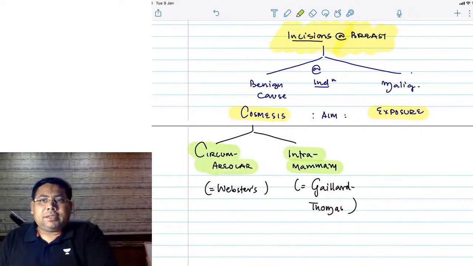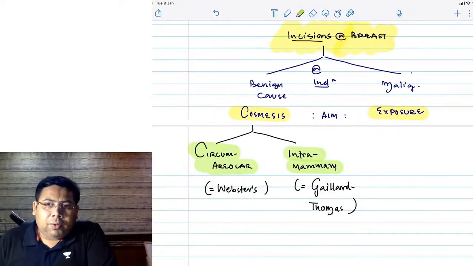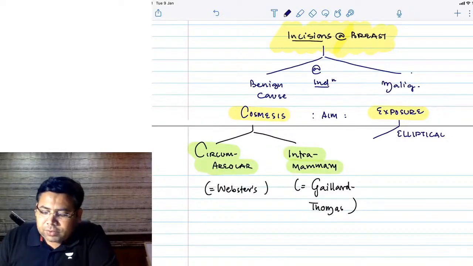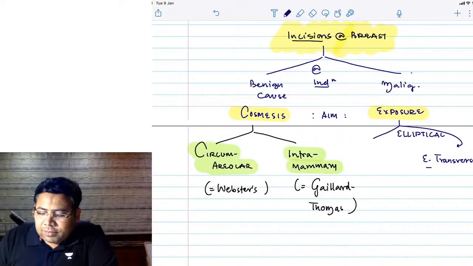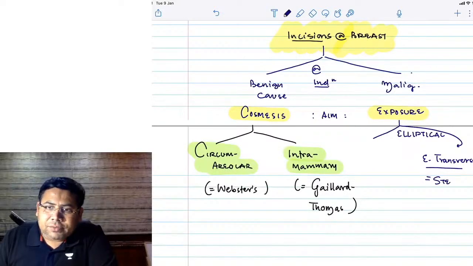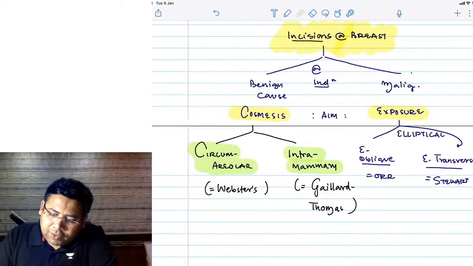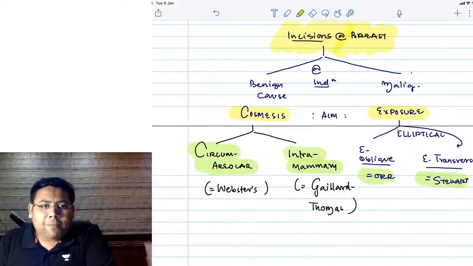Okay, let us see. When we talk about the exposure, let's say we make an elliptical incision. There are two types of elliptical incisions that we come across. Either it could be elliptical transverse, which is what is known as Stevert's incision, and we have elliptical oblique incision. This is known as OR incision. So we have OR and we have Stevert.